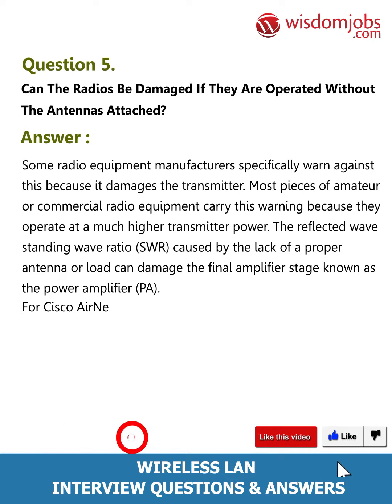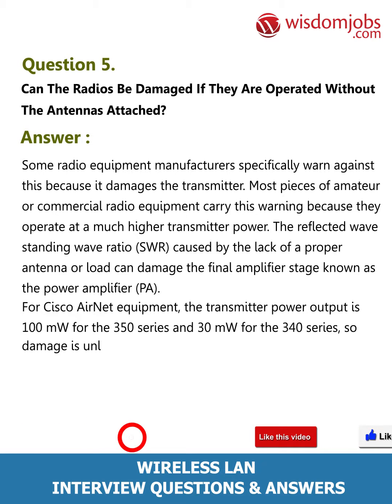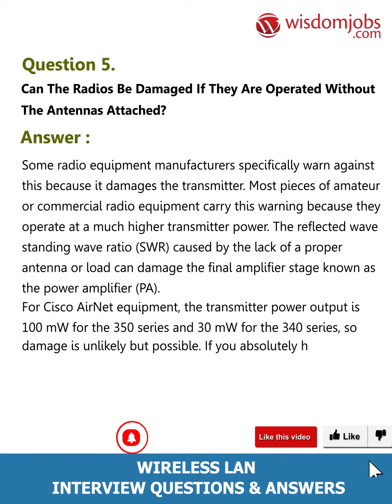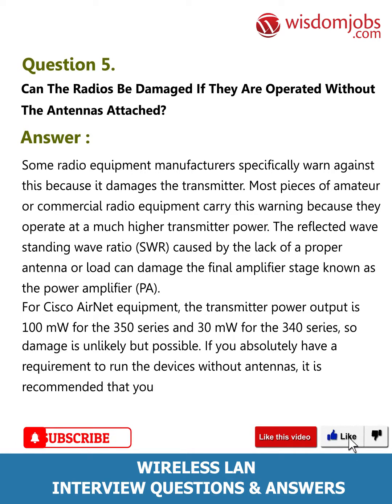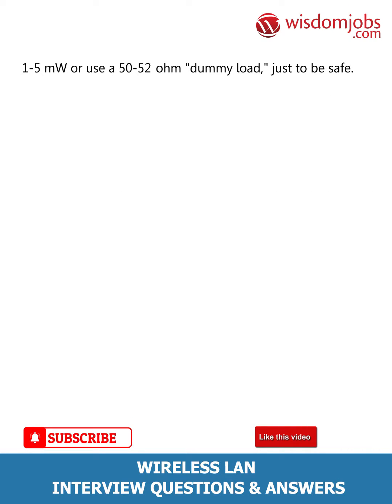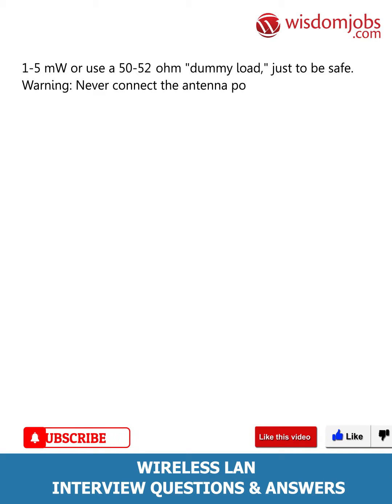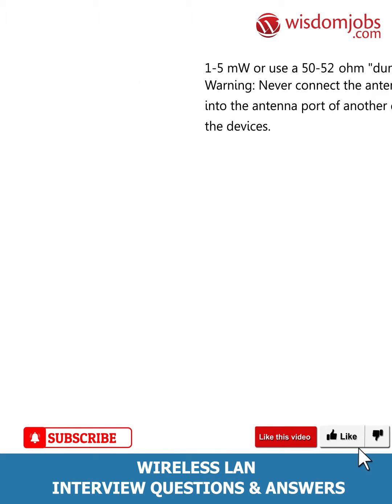For Cisco AirNet equipment, the transmitter power output is 100 mW for the 350 series and 30 mW for the 340 series, so damage is unlikely but possible. If you absolutely have a requirement to run the devices without antennas, it is recommended that you turn the transmitter power down to 1 to 5 mW or use a 50 to 52 ohm dummy load, just to be safe. Warning: never connect the antenna port of one device directly into the antenna port of another device, since this could damage the devices.